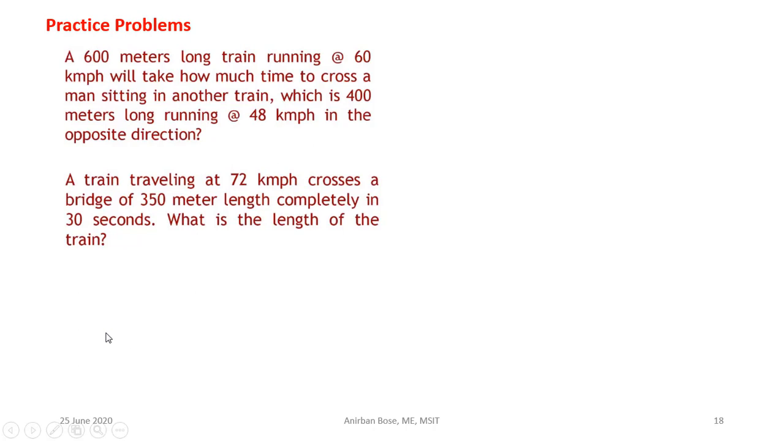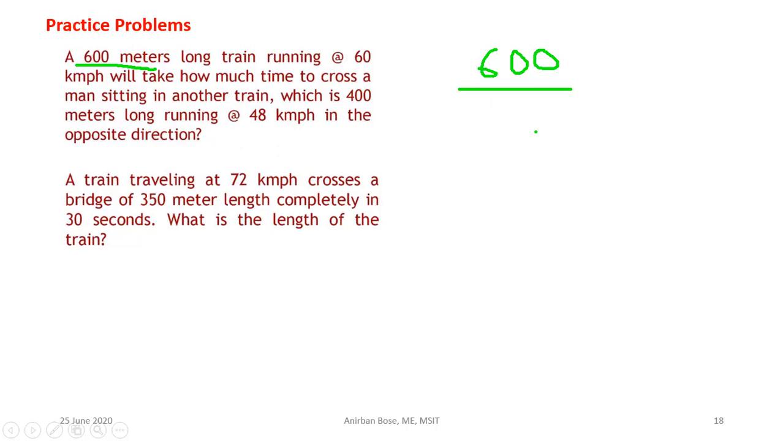Now these are certain practice problems. Here you can see a 600 meter long train running at 60 km per hour will take how much time to cross a man sitting in another train which is 400 meter long running at 48 km per hour in the opposite direction. Here it is a man sitting on a running train moving opposite to that train, right? But the total distance traveled, you have to remember, is the length of the train, that is the 600 meters that it has to cover. Because it is not crossing the other train, only the person who is sitting on that moving train.